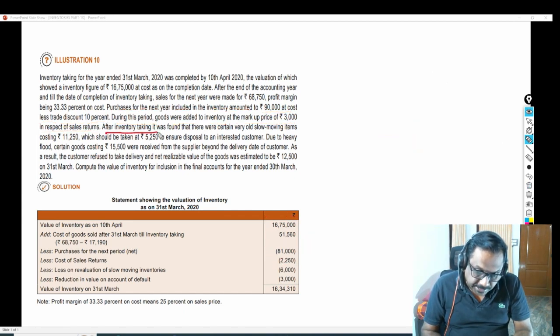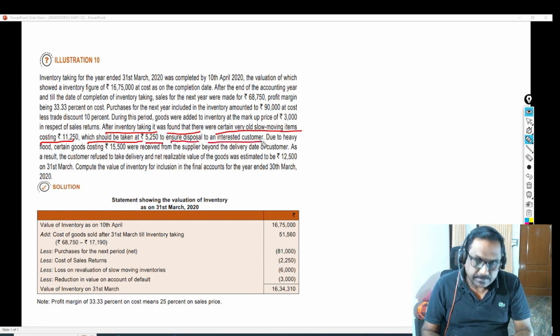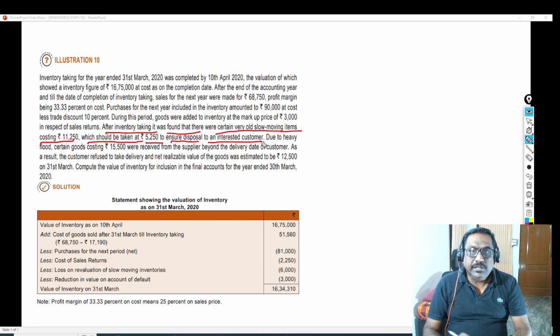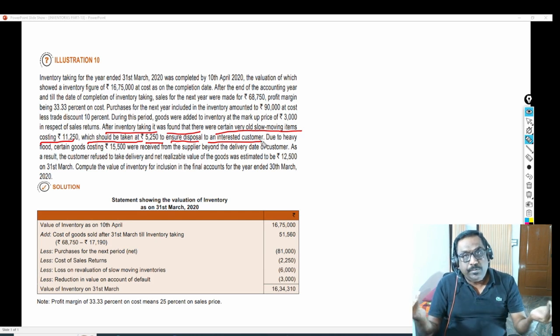After inventory taking, it was found that there were certain very old slow moving items costing 11,250, which should be taken at 5,250 to ensure disposal to an interested customer. One customer is ready to take slow moving items at 5,250, but the original cost is 11,250. What is the realizable value? Realizable value is 5,250 only, because nobody is ready to buy those goods. So realizable value has come down.